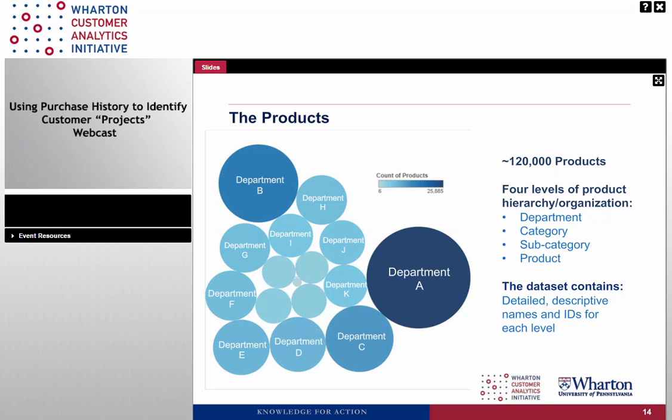We look at the products. There are approximately 120,000 products in the data set. There are 4 levels of product hierarchy, including department, category, subcategory, and product. The data set contains detailed descriptive names and IDs for each level. So while other attributes about each product are not included in the data set, the names are so descriptive that you could do data mining or text mining to figure out additional things.